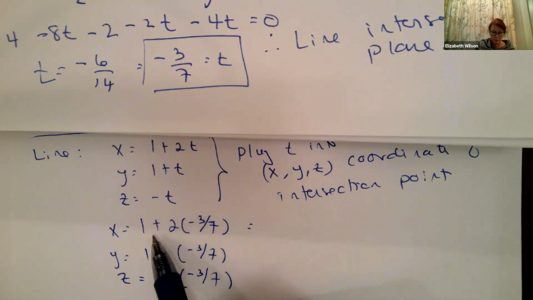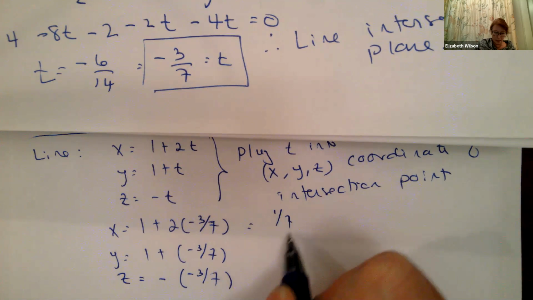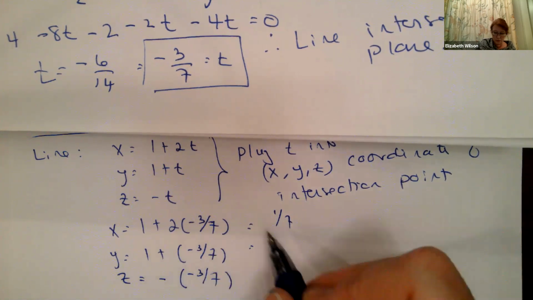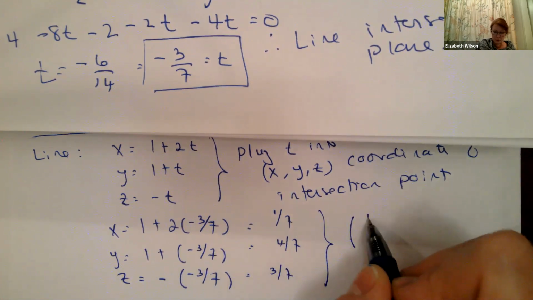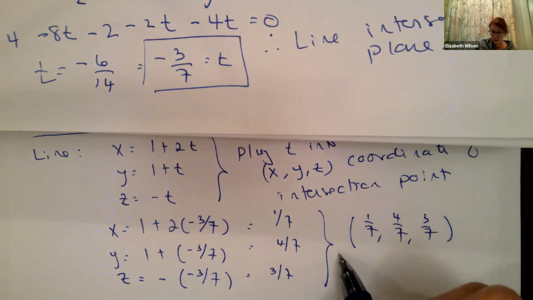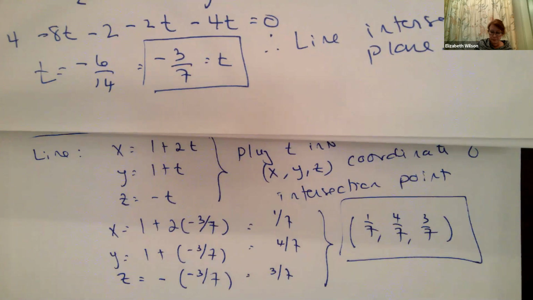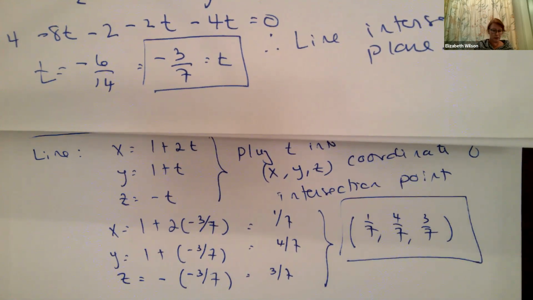Okay, 1 plus minus 6/7 gives me 1/7. 1 minus 3/7 gives me 4/7. Minus a minus becomes positive. So my point of intersection is 1/7, 4/7, 3/7. These are just numbers, right? Some kind of decimal I can come up with, and I can plot that out. I'm going to go over 1/7 in the x direction, over 4/7 in the y, and then up 3/7 in the z direction, and that's my point of intersection. Okay.